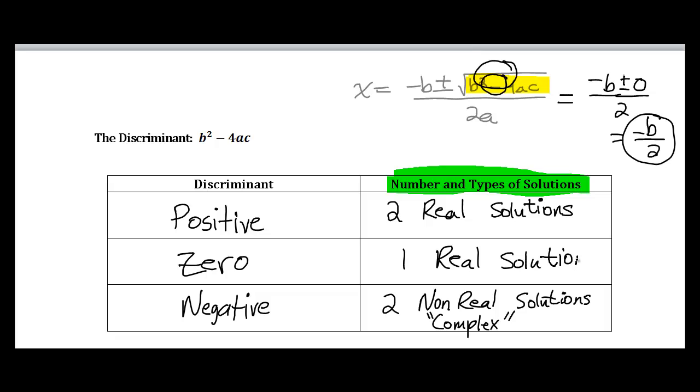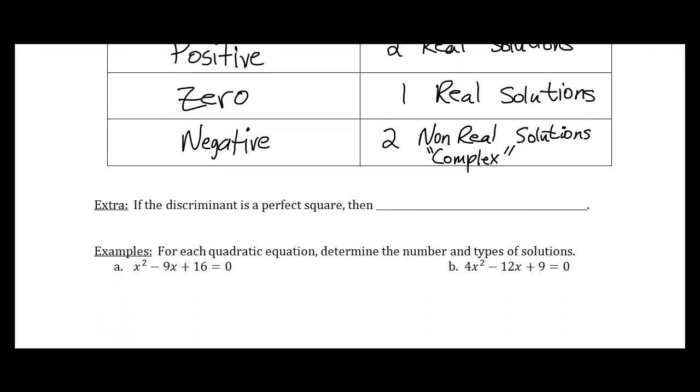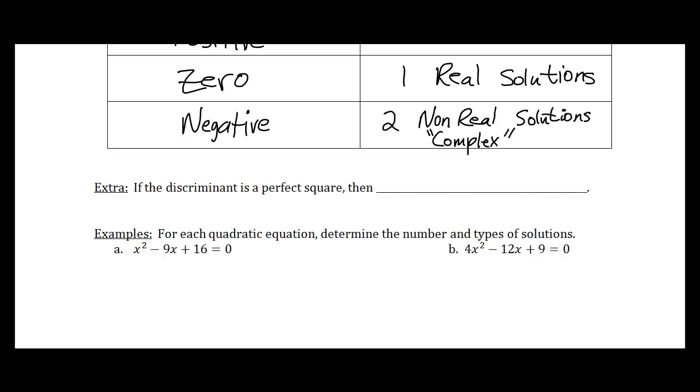Sometimes that is important when we're trying to solve a problem, because sometimes we don't want imaginary solutions, and if we look at the quadratic and it gives us imaginary solutions, meaning the discriminant is negative, then we need to figure out another polynomial that'll work for us.